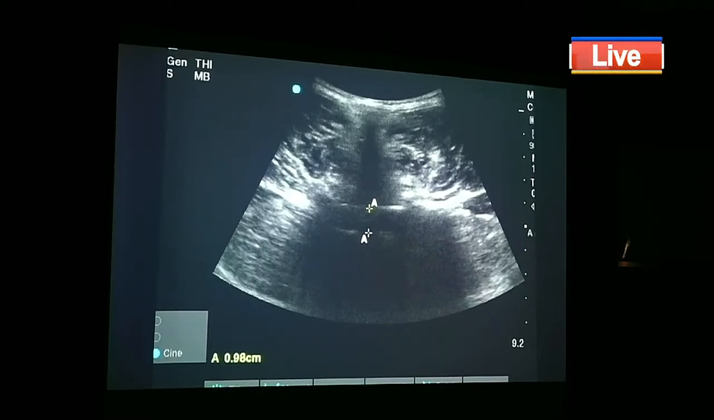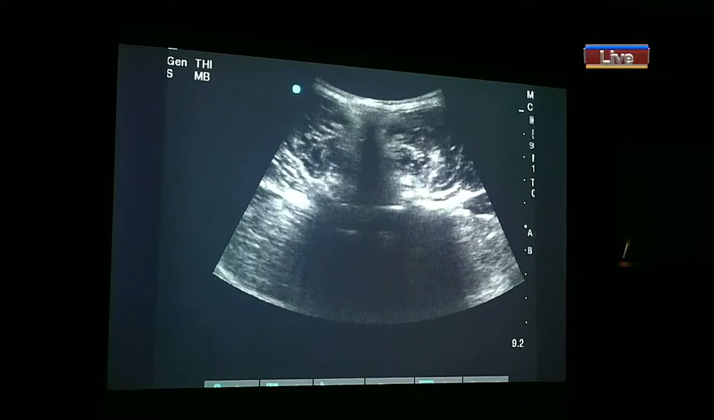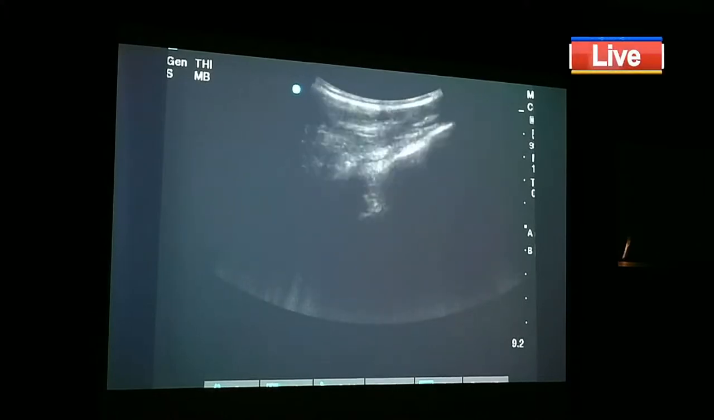Okay, now I'll also show you the longitudinal. I showed you the axial cuts. Now I'll show you the longitudinal structures.